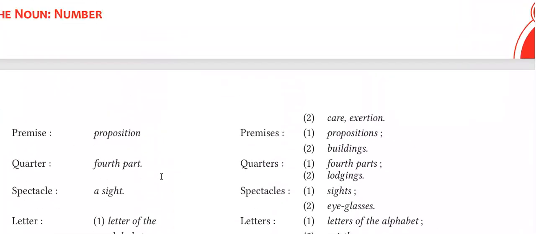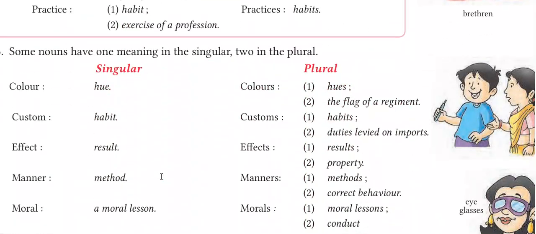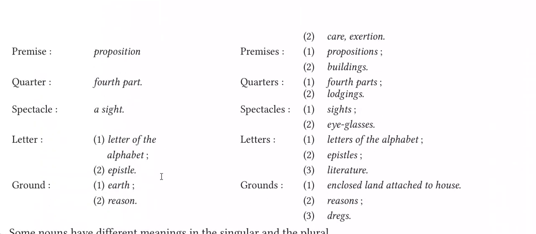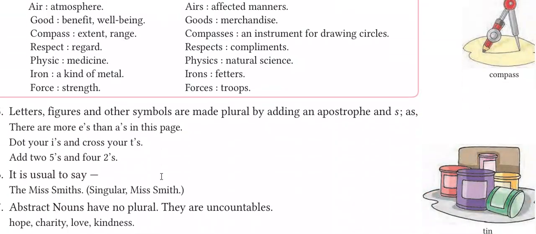Okay, this is a very important rule. We need to go with this. What is this saying? The spectacle means a sight, and spectacles means eyeglasses. Some nouns have different meanings in singular and plural, right? So we have air, atmosphere; airs, affected manners. Good, benefit, well; goods, merchandise. Compass means extent or range, while compasses is an instrument for drawing circles. So these are quite common examples.